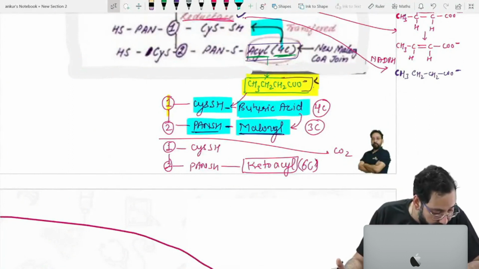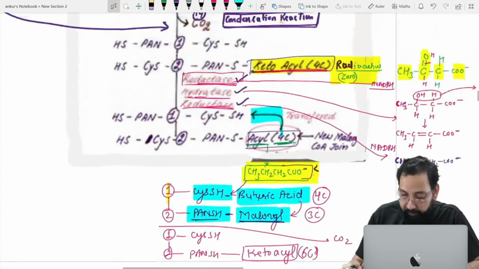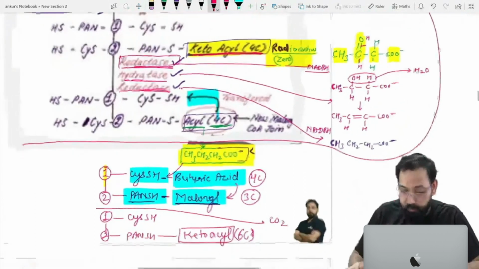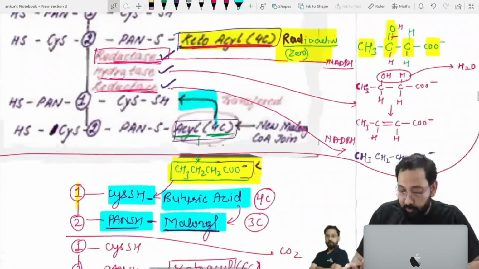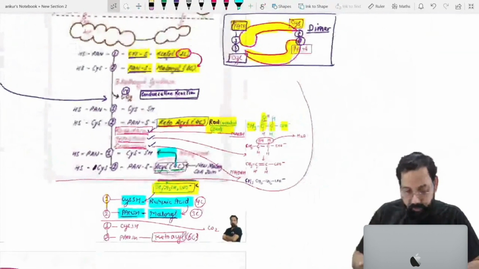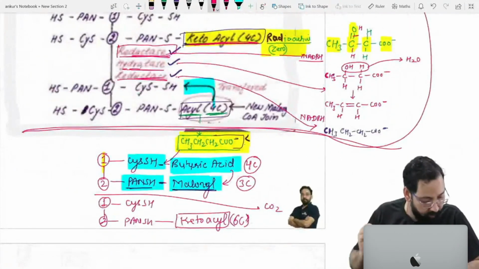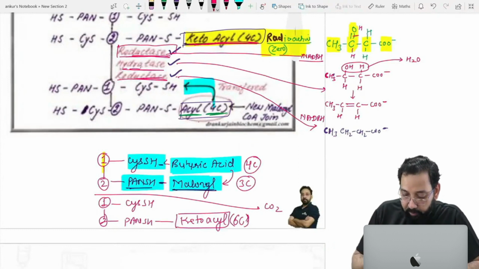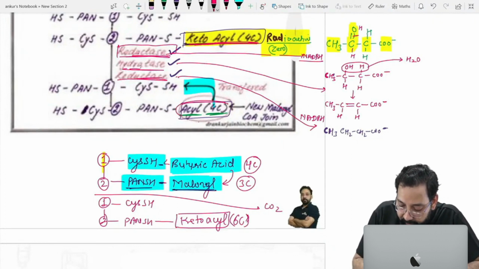Okay, let me explain again. Till now you know butyric acid is formed. Now you want to make a 6 carbon fatty acid. So I transferred this butyric acid having 4 carbons to this cysteine end.